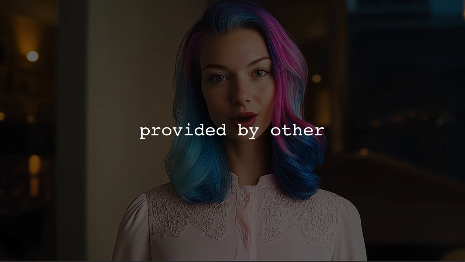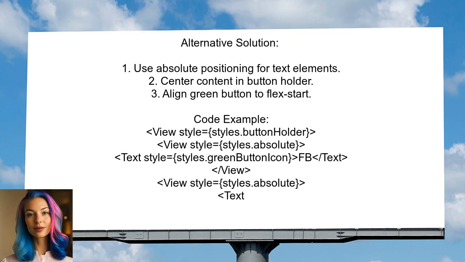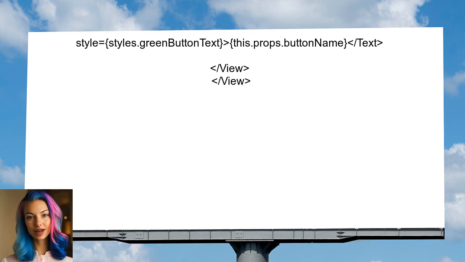Now, let's look at the answers provided by other users. An alternative solution suggests placing the text elements inside an absolute view within the button holder. Set the button holder to center its content and then align the green button to the start.